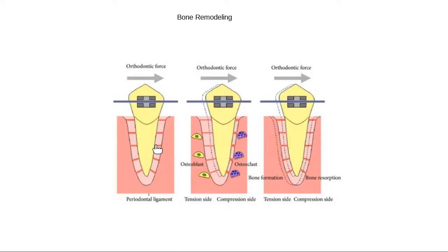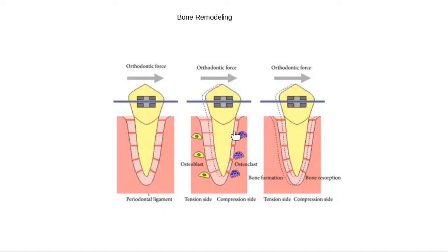Remind me, what do osteoclasts do? What's the job of an osteoclast? Yeah, these are my breakers, right? My bone breakers. So I put pressure on the bone right here. Osteoclasts say, oh, you don't want this bone here. Let me resorb it. Let me break it down. So we go from having this much bone to having this much bone. We've broken some of it down.